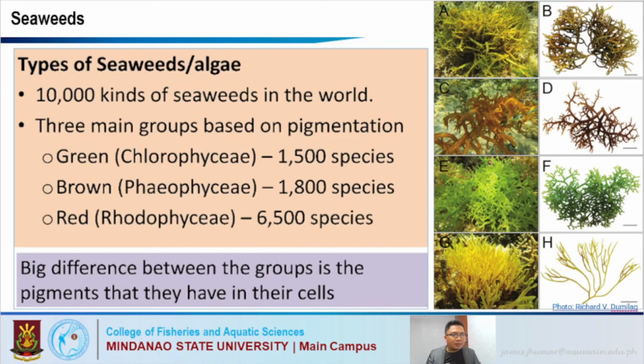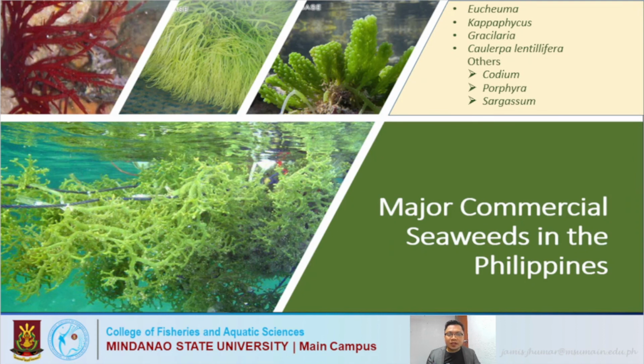So again, the pigmentation. And then here we have the commercial seaweed species being cultivated in the Philippines. Among which are the Eucheuma, Kappaphycus, Gracilaria, Caulerpa, Codium, Porphyra, and Sargassum. So basically, these are the species being cultivated in the Philippines, may it be either as a source of food or as a source of hydrocolloids or extracts. And sometimes they are being cultivated because some of the commercially important aquaculture fish need them. Like for example, the Gracilaria is needed by the abalone. So some of the aquaculturists have to grow Gracilaria along with their cages of abalone, because Gracilaria serves as a food for abalone.